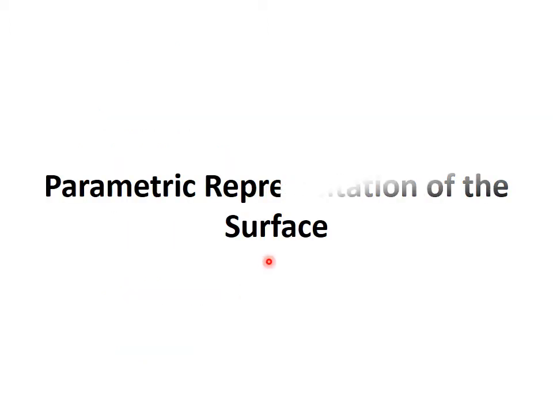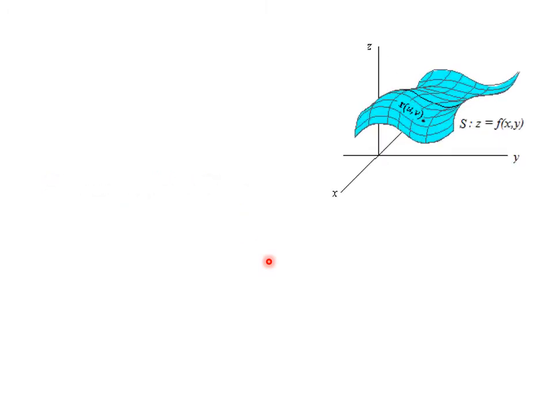Parametric representation of the surface. Let us consider the surface S, which is z equal to f of x comma y. In order to represent this surface parametrically, first we have to check how many parameters are needed. The number of parameters depends on the number of independent variables in representing the surface. Here x, y and z are three variables involved in representing a surface. Out of three variables, any two can be treated as independent. The third variable can be written in terms of the other two variables.